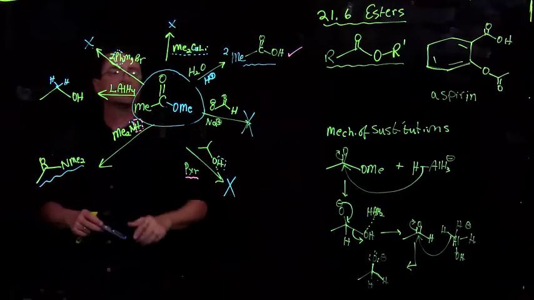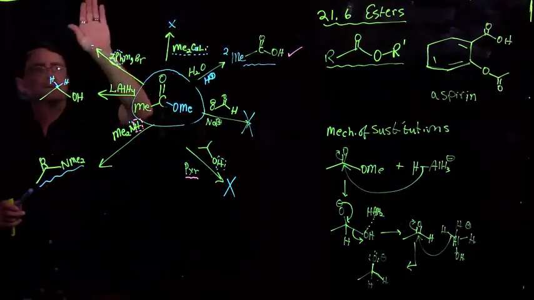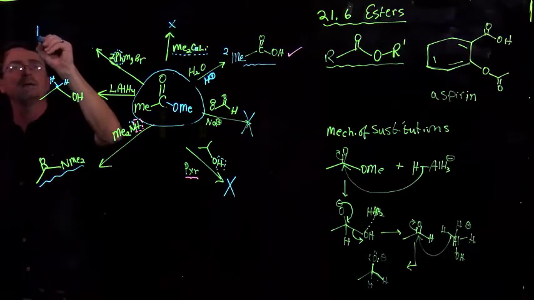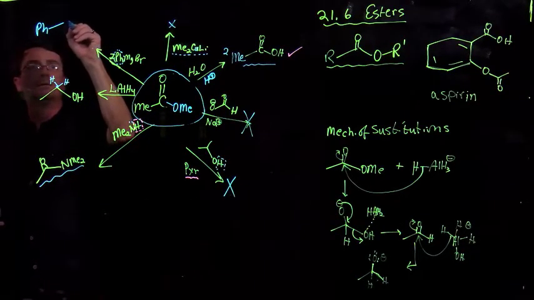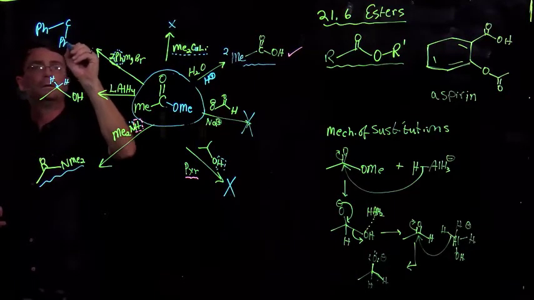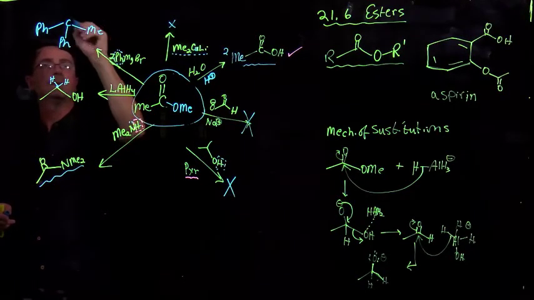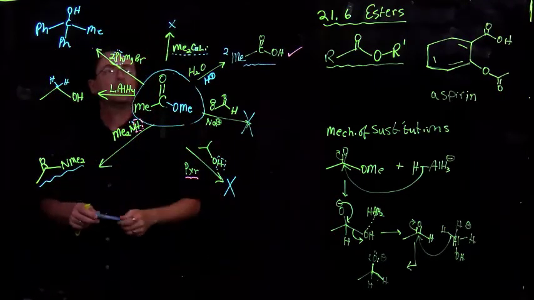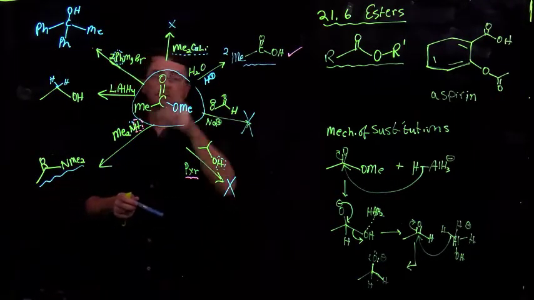We don't add Grignards. Well, you take that back. Grignards do add to this one. And in fact, they add twice, and make the tertiary alcohol. We've covered that before. Cuprates don't add to esters.